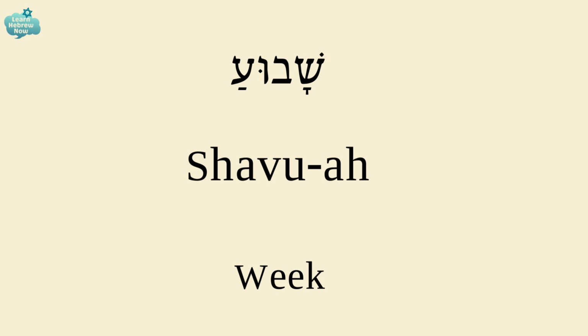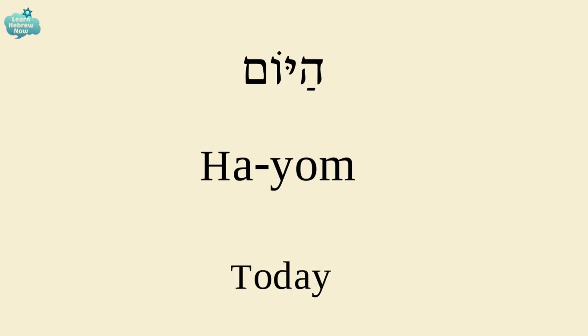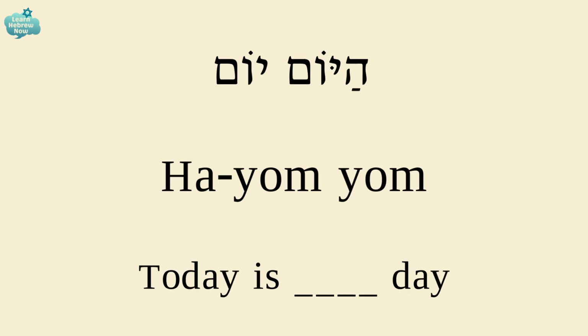The word for a week is Shavua. The word for today is Hayom. Now, if you want to say what day it is today, you will say Hayom, Yom, and then the name of the day. So if today is Tuesday, you will say Hayom, Yom, Shlishi.